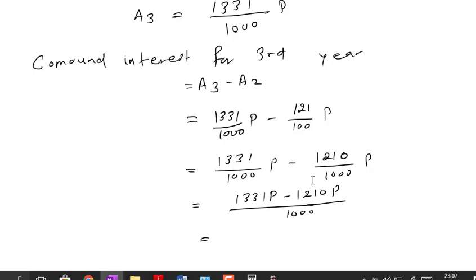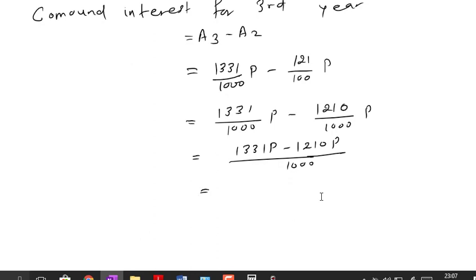So this gives us 1 minus 0 is 1, 3 minus 1 is 2, 3 minus 2 is 1, and 1 minus 1 is 0. So it is 121 p upon 1000. So 121 p upon 1000, this is the compound interest for third year.